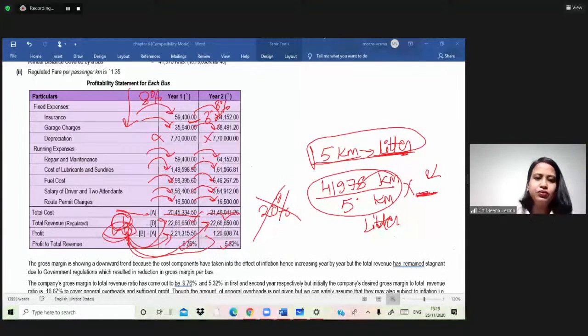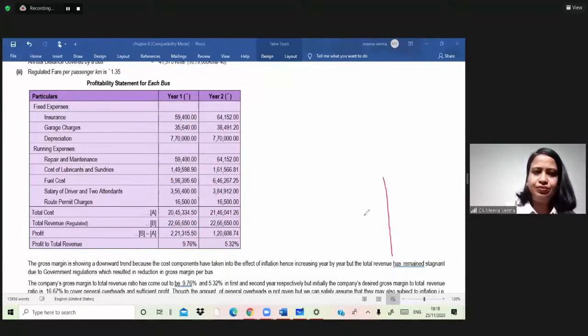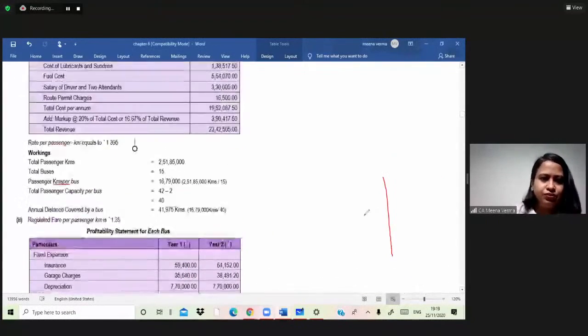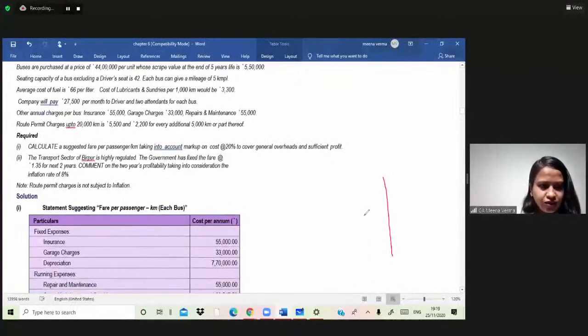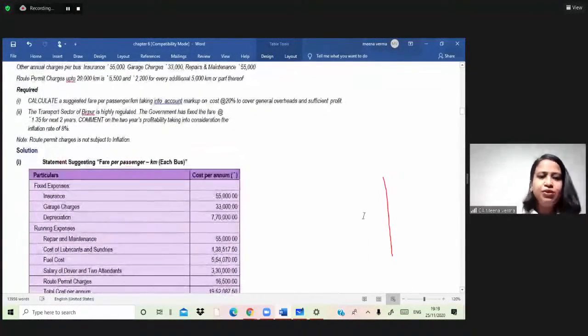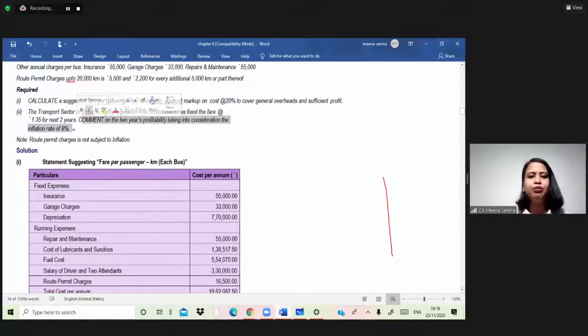Okay. Now, I hope it is clear to all of you. Now, what is the further information which we have here? Any other requirement? No. You can comment. They are asking you for the comment. You can comment that since the revenue is the same and the cost is increasing every year due to inflation, the profit will decline.